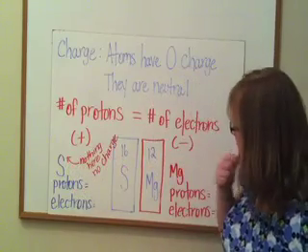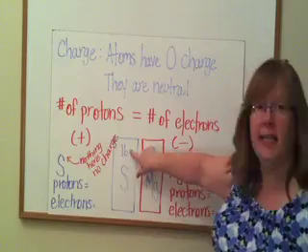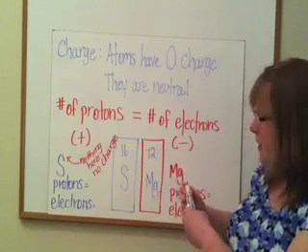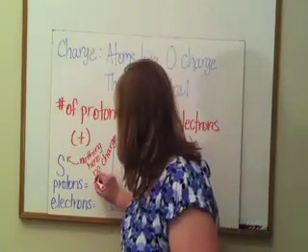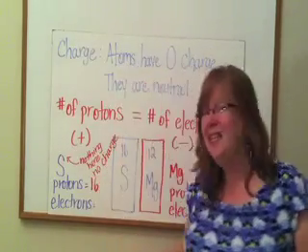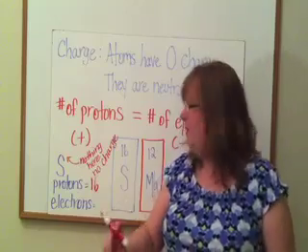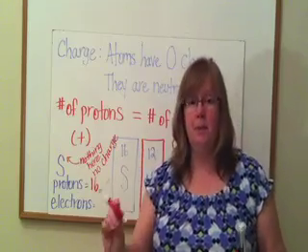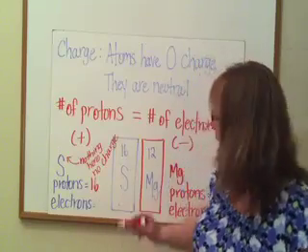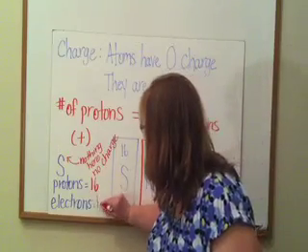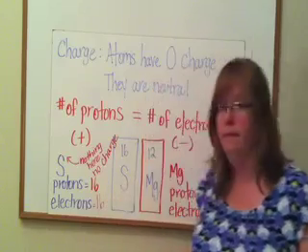Well, let's go to our periodic table here. The atomic number is 16. This sulfur atom has 16 protons. Because there's no charge, the number of electrons equals the number of protons. The positives and the negatives have to be the same. And so we have 16 electrons.